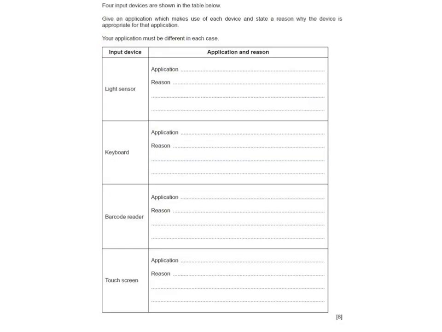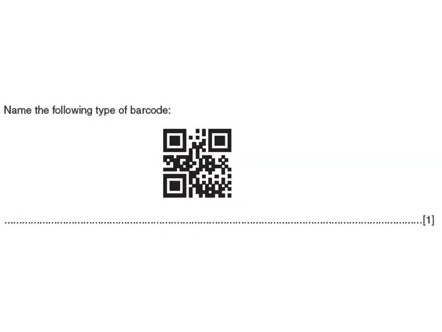Okay, same idea as previous questions. What we got? Light sensor for controlling automatic doors, street lighting, greenhouses. Keyboards for typing in word processors, so that people can check in people at airports when scanners and things aren't working. Barcode readers used in supermarkets to do automatic stock control. Touch screens so that you can have ticket kiosks or self-checkout at checkouts, on your mobile phones, on tablet devices, any of those sort of things are fine.